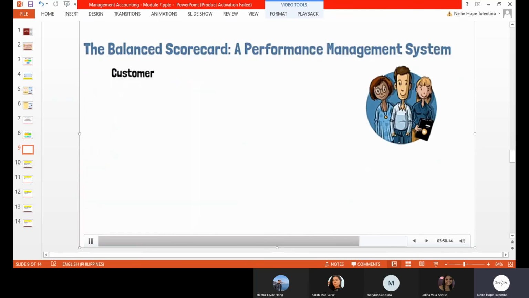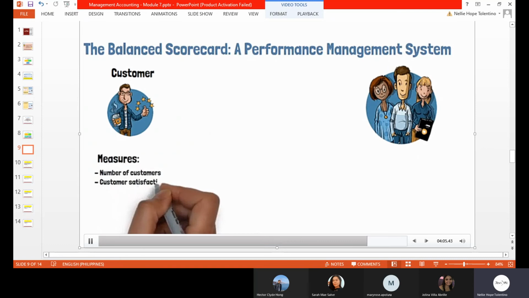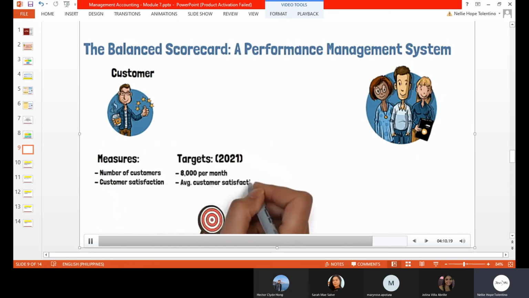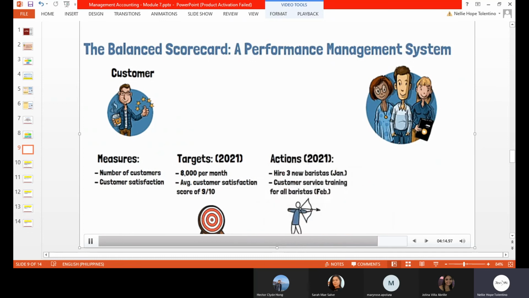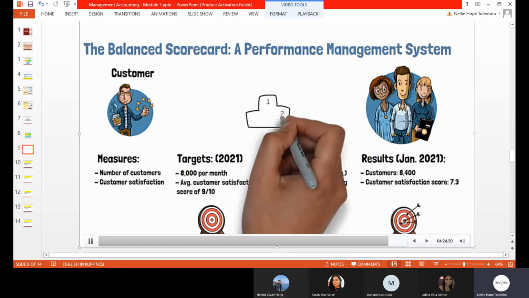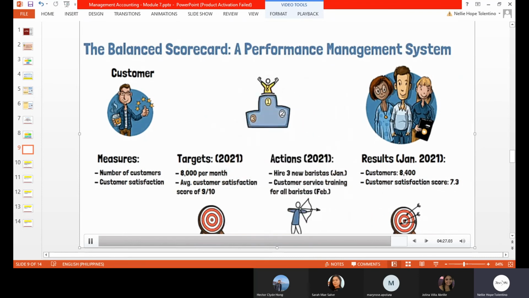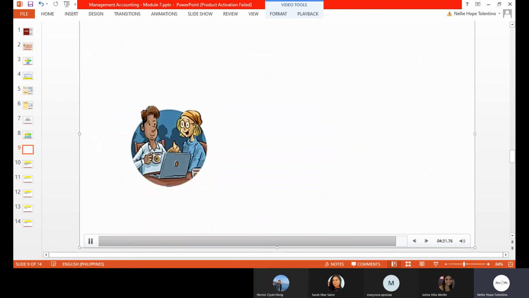As an example, for the customer dimension of the Balanced Scorecard, say your coffee shop wants to maximize the number of customers and the level of customer satisfaction. It can then set specific targets for each of these goals and define a range of actions in order to reach these goals. Once this is done, the company can use the scorecard to track progress and take any corrective actions that may be needed. In this way, all the actions of a company are aligned with each other and contribute towards reaching its overall goal. That concludes the Balanced Scorecard.